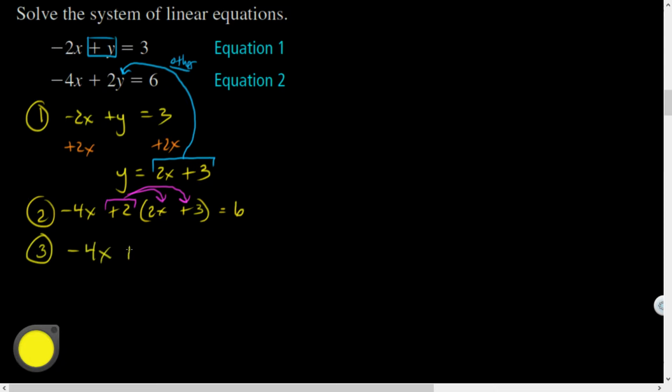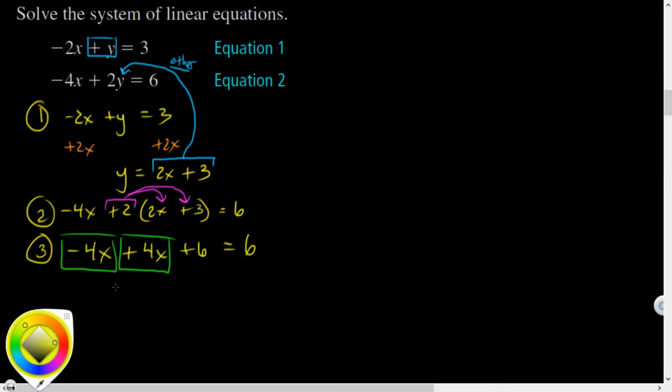2 times 2x is 4x. 2 times 3 is 6 equals 6. Oh, combine like terms. This is great. I can bring these x's together. Notice I didn't have to add 4x because these were on the same side, right? They were both on the left side of the equal sign there.